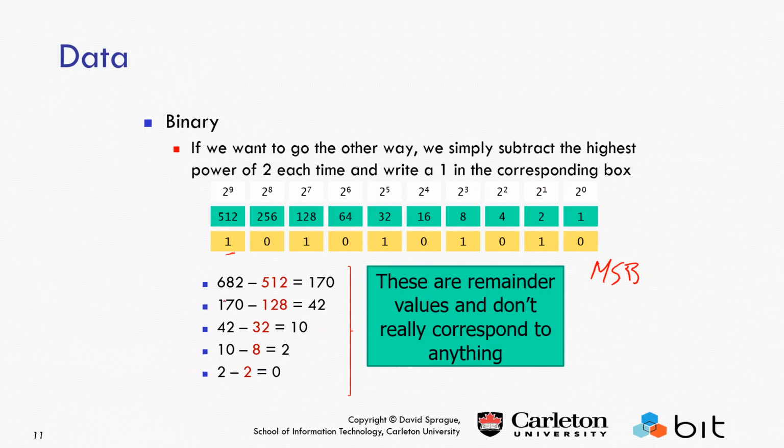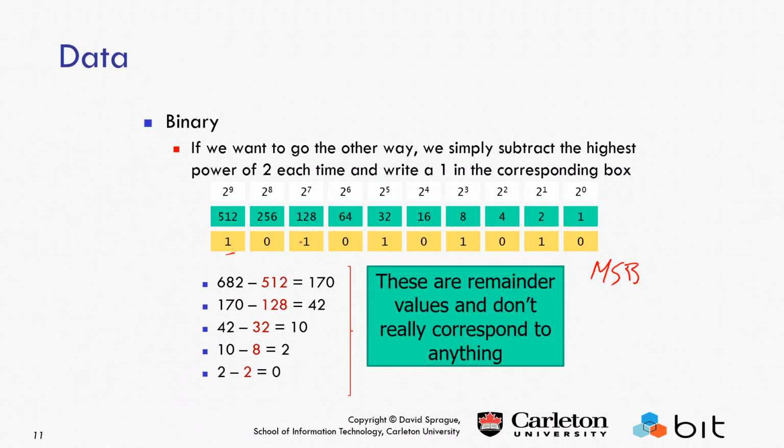Okay, 170 left over. What's the next power of 2? Well, it's not 256, not 512. It's 128. That's the next closest power of 2 to 170. So I'm going to subtract that. 170 minus 128 gives me 42 left over. That's whatever's left over for the rest of this thing. This chunk right here, what is remaining, is going to be equal to 42.